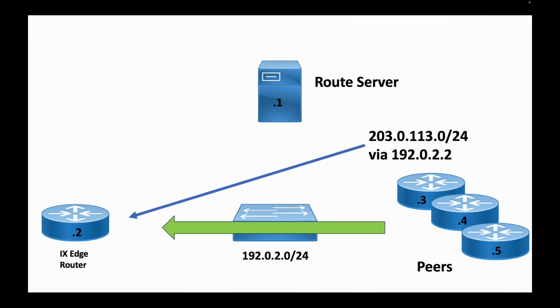Now this is bidirectional, of course. In this case, I just showed one side of it, but our router would learn routes to all of the other network operators as well.